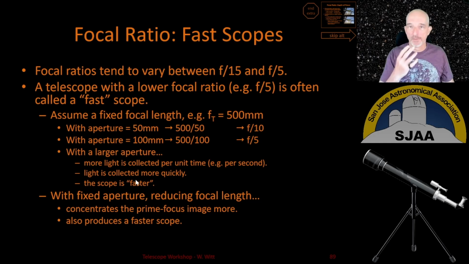And then the other one, the less intuitive one, is that we keep the aperture fixed, but we reduce the focal length. This is the one where we're concentrating the prime focus image more, and because light is more concentrated from the perspective of a camera, it is also a faster scope. So I hope that made sense.